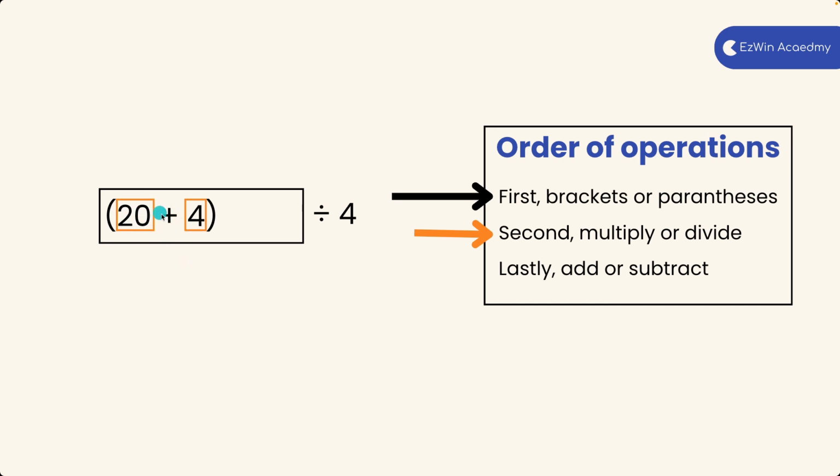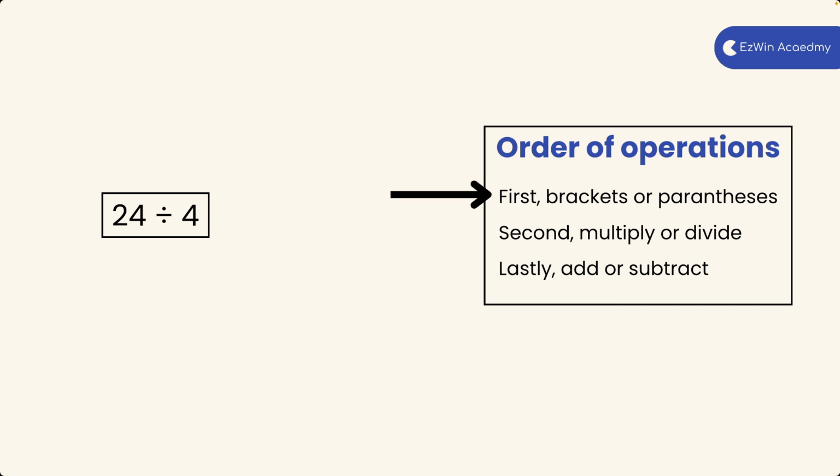So once we have done the multiplication or division inside the brackets or parentheses, the next one will be we're going to add or subtract. So 20 plus 4, this will be in total 24. And we are done with the brackets or parentheses. Now with that, we are able to move on to the next one, which is to multiply or divide. So now we are just left with 24 divided by 4. And the answer is 6. And there you go. You have 6 people in each bus.